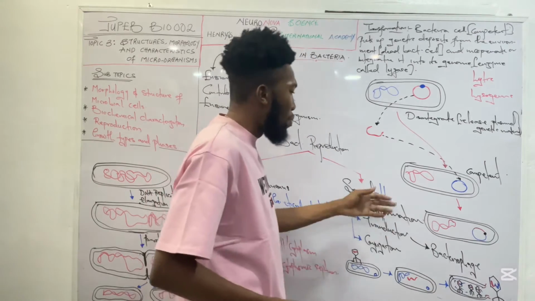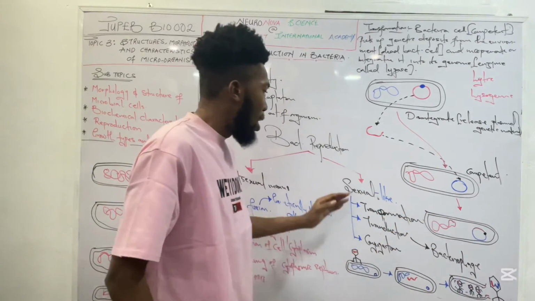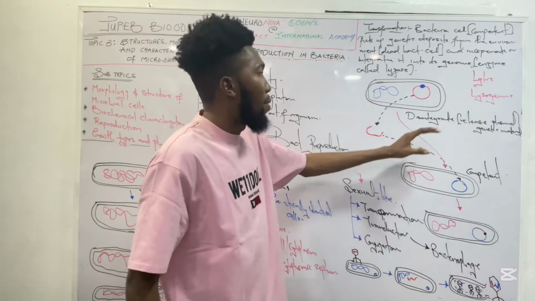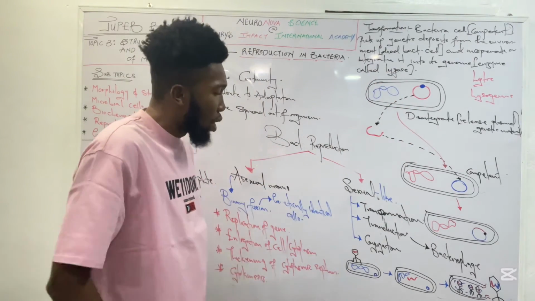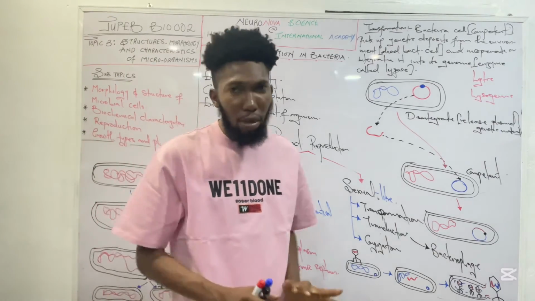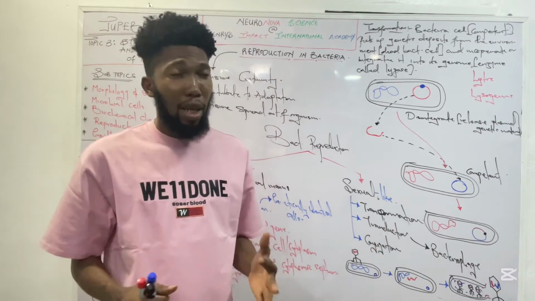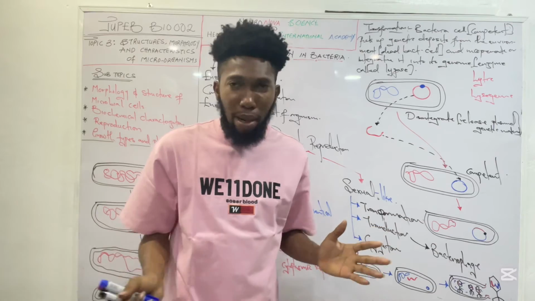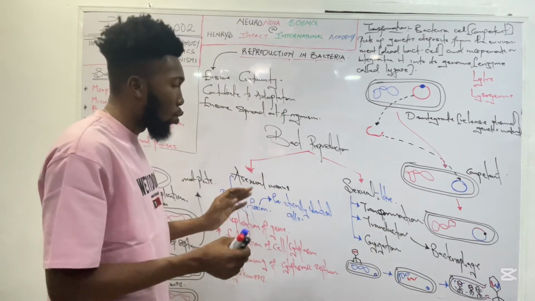So in transduction, the process is mediated by a bacteriophage. In transformation, a competent bacteria picks up DNA deposits. Finally, the last reproductive process that we're looking at here is conjugation. Conjugation is very, very simple. It's a major one that really occurs in bacteria. So how does this process occur?